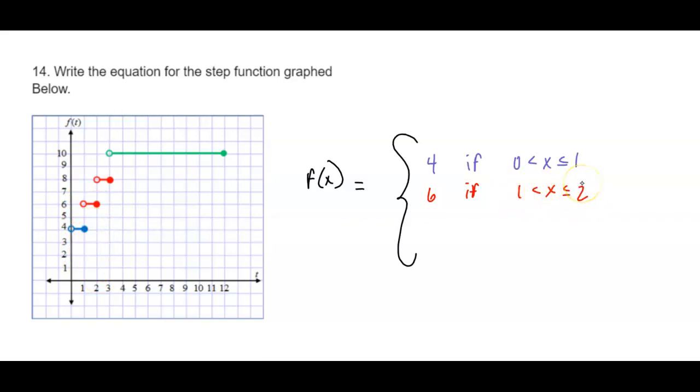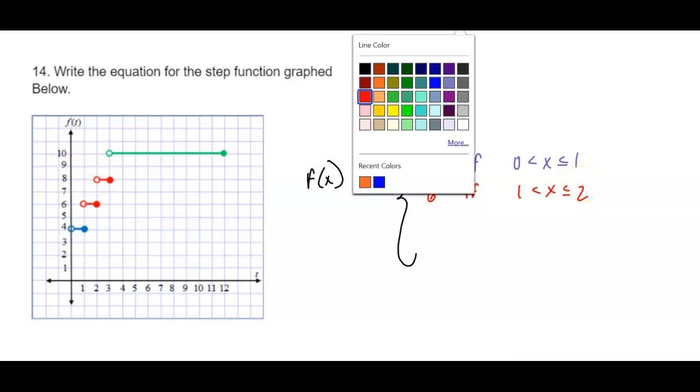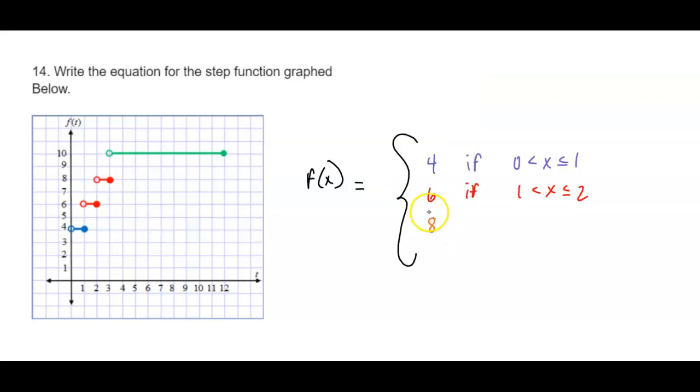All right. Next segment is a horizontal segment that would cross at 8. We'll make this one a little different. So we'll say orange. All right. And that happens if my x's are between 2 and 3. And then lastly, this last longer segment has a value if it were to cross of 10 if x is between 3 and 12.